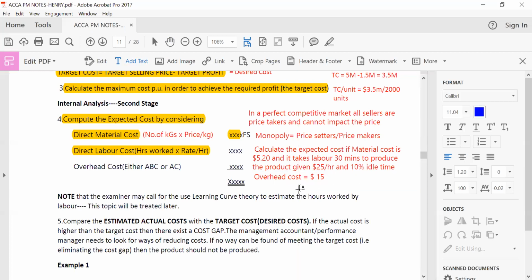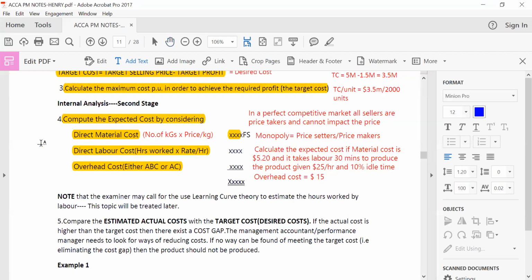In going through this, we said that the expected cost is calculated by estimating the direct material cost, the direct labor cost, and the overhead cost, as you can see clearly here. For the overhead cost, we can use either activity-based costing or absorption costing. So far as you have all indicated that you are fine, I will not come back to talk about this bit. So let me proceed.